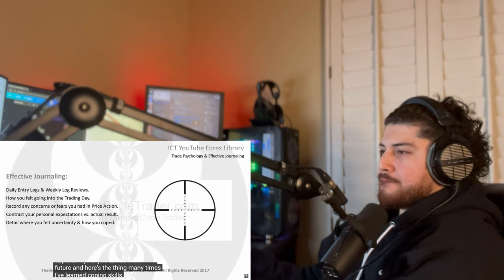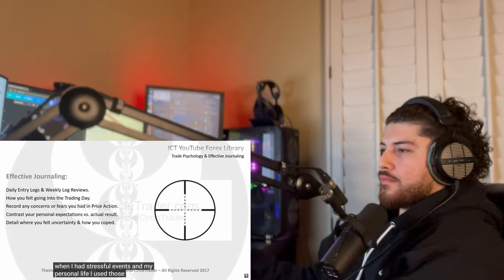And here's the thing, many times I've learned coping skills in highly stressful events through trading. When I have stressful events in my personal life, I use the same coping skills. For instance, while I'm trading, I have cards in my hands, I'm a theater person. And now I have these fidget spinners, which I absolutely love. They distract me from worrying about what the next move in price is going to be, allowing my mind to relax and do what I do.